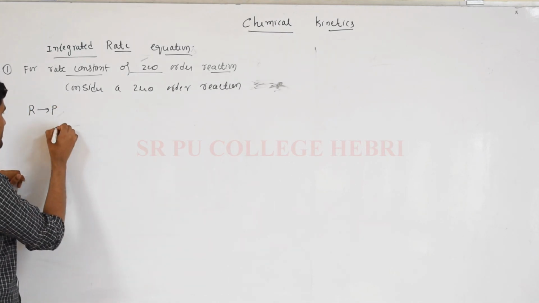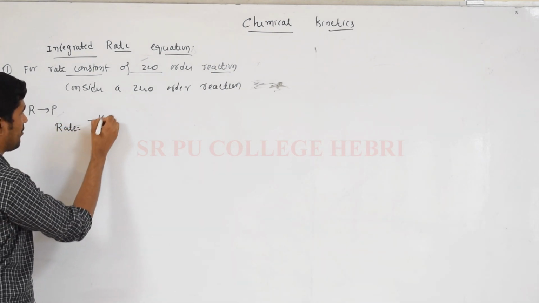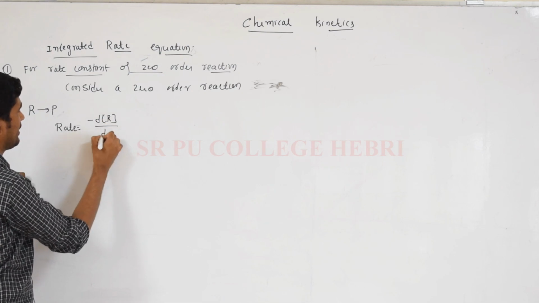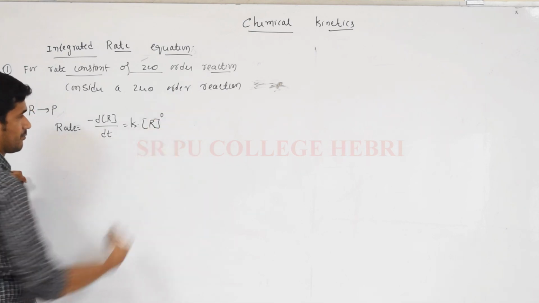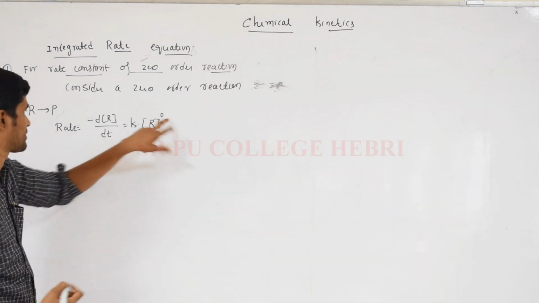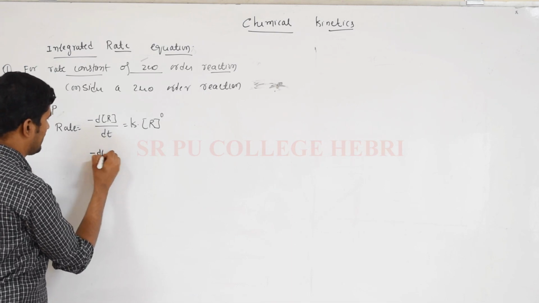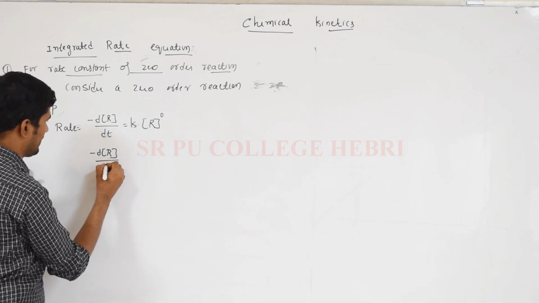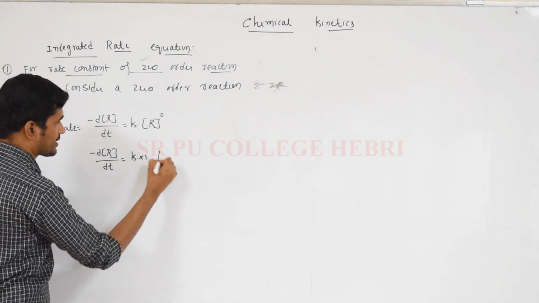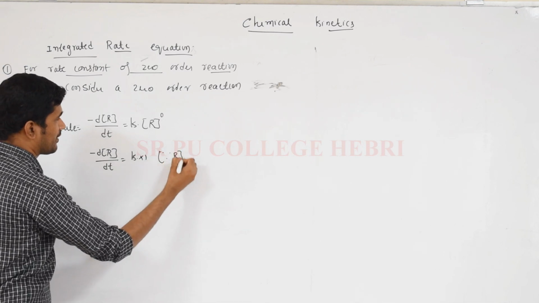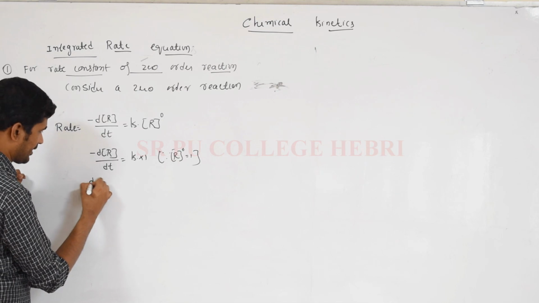Now you write the rate equation. Rate is equal to what? Minus d[R] by dt, which is equal to k into [R] to the power 0. Why? Because this reaction is a zero order reaction. And now I'll write this as minus d[R] by dt is equal to k into 1, since [R] to the power 0 is equal to 1.